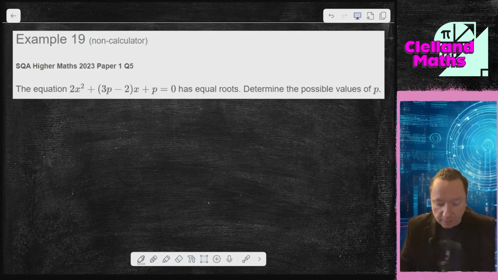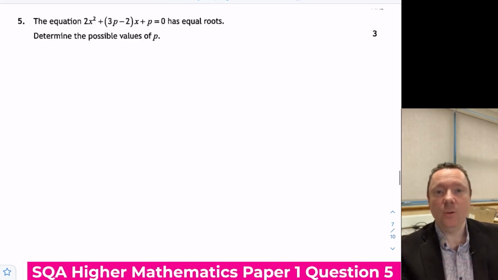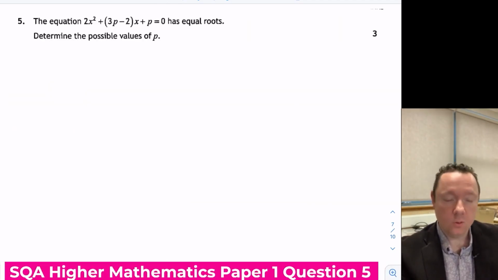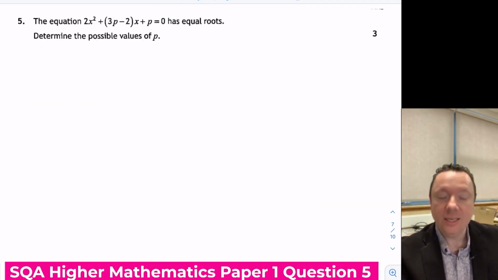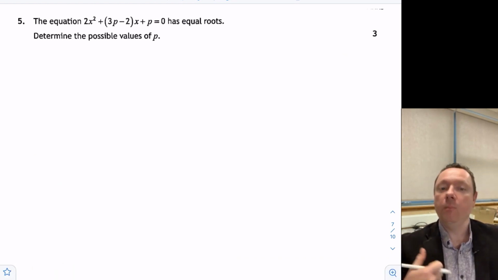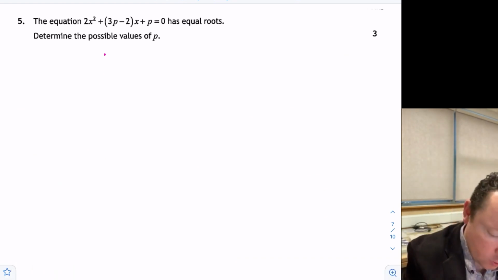Example 19, SQA Higher Maths 2023, Paper 1, Question 5. Let's take a look at the solution. SQA Higher Maths 2023, Paper 1, Question 5. The equation 2x squared plus (3p minus 2)x plus p has equal roots. So if it's got equal roots, b squared minus 4ac equals 0.